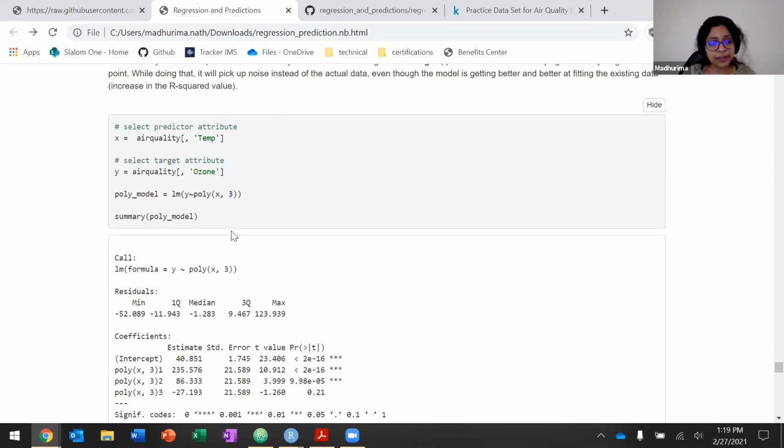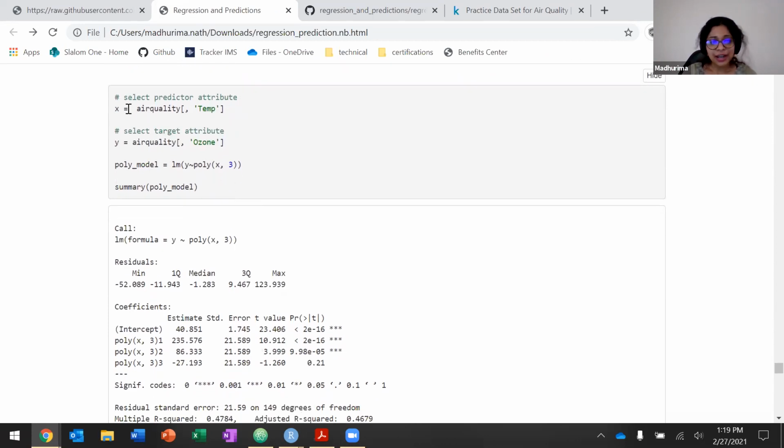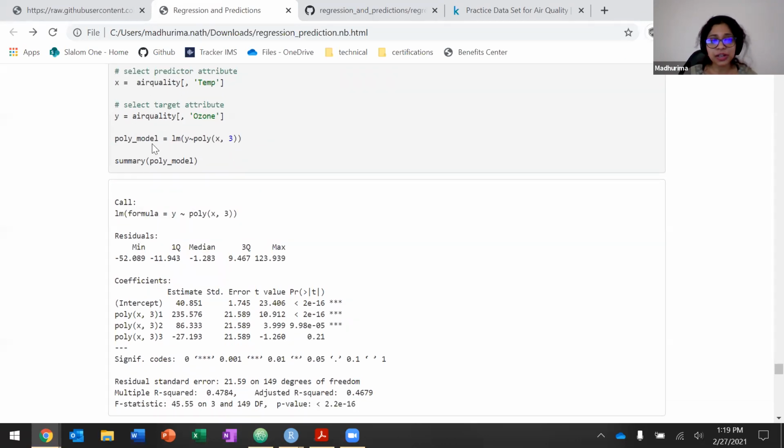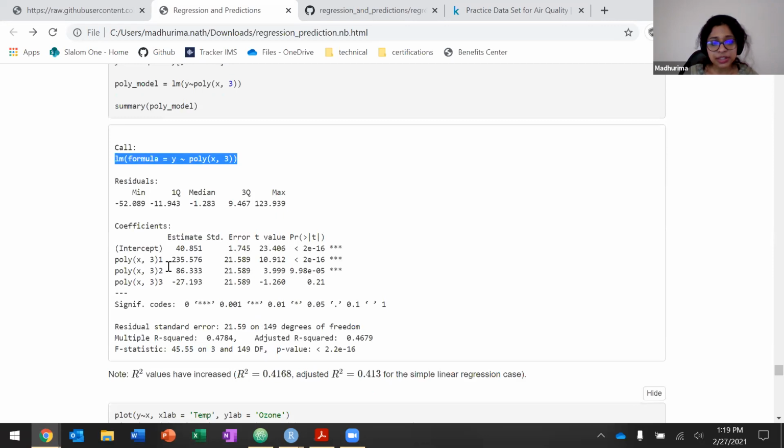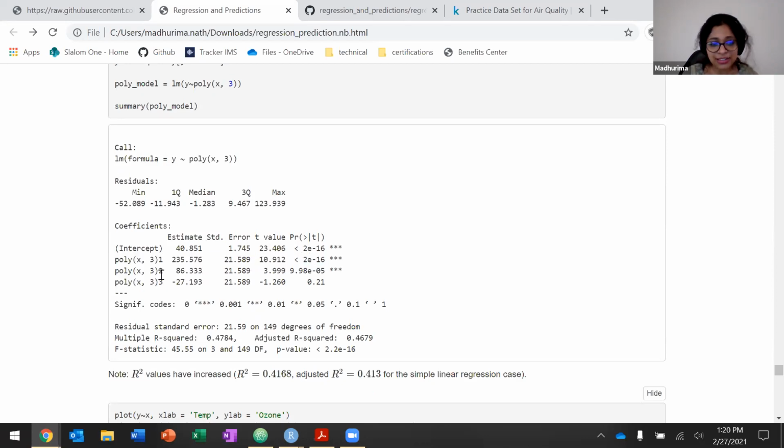So again, let's get some hands-on experience. I'm going back to my single predictor just so that it's easier to interpret and visualize. I'm using the same temperature as my x, and y is again the same as ozone. I'm using a third degree polynomial here, and you can see the results. The estimated coefficients are for x, x squared, and x cubed.